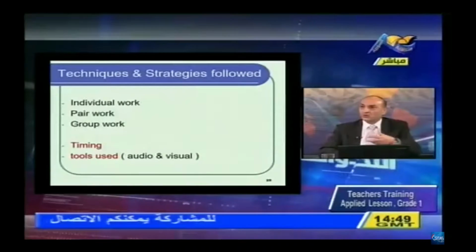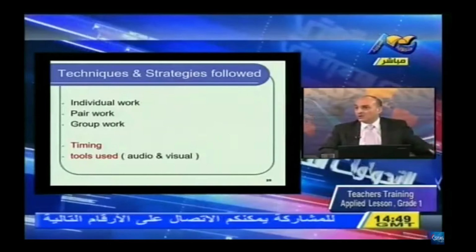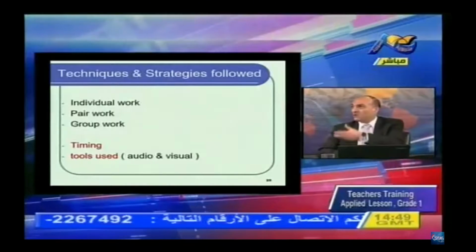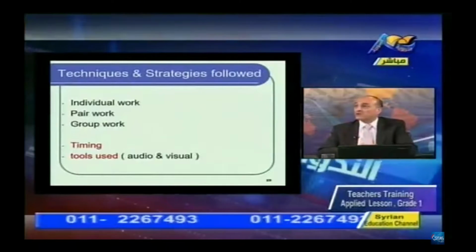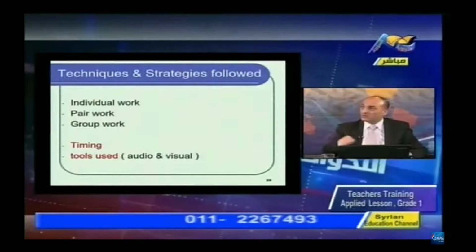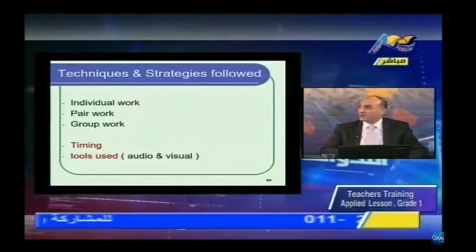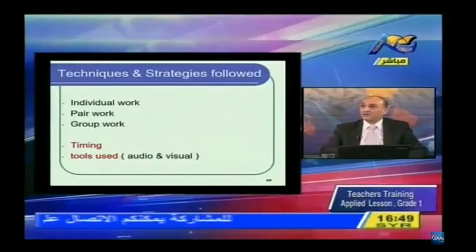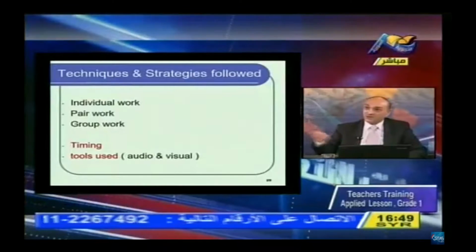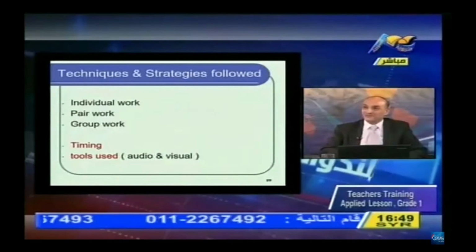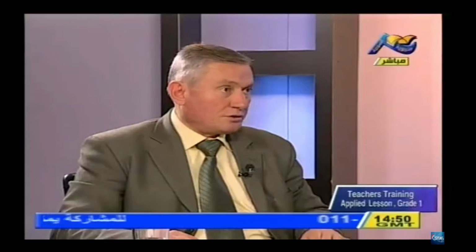Of course, when we talk about audio, we use the recorder. When we talk about visual, we use the cards, wall charts, maybe different pictures. The student's book or the pupil's book itself is a visual aid, and the activity book itself is a visual aid. Actually, the main resource is the book itself. It has everything. Good. And for extra things, he can use the flashcards, pictures, and so on.